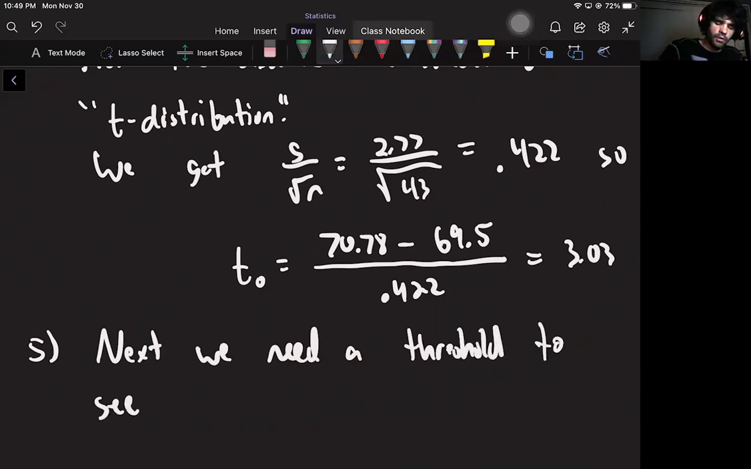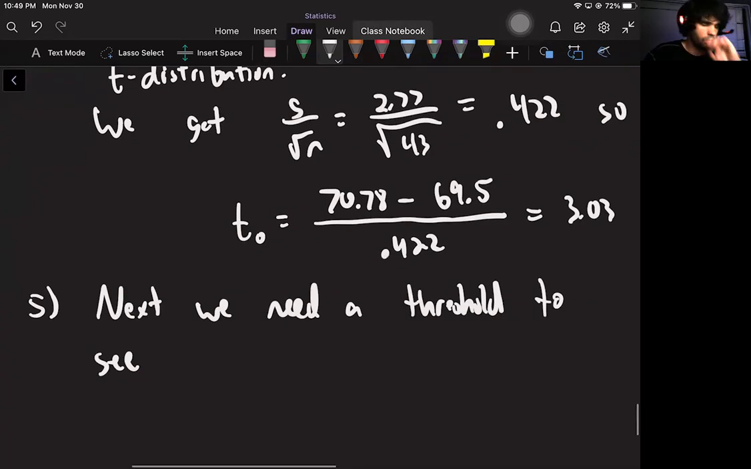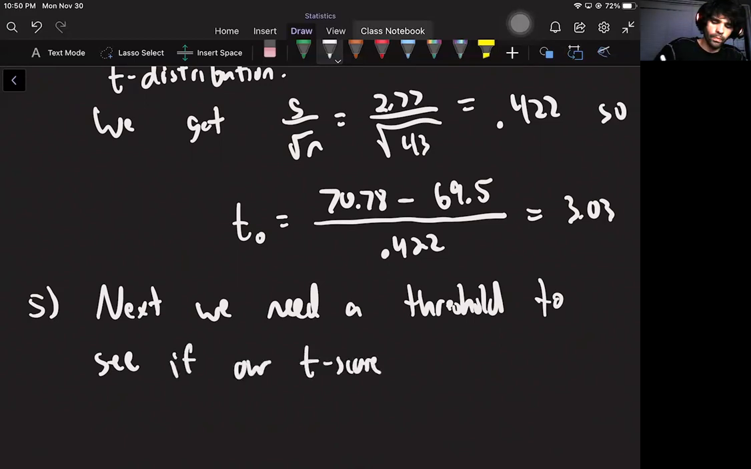So that was our critical values last time. I think that's what I named it, but it was just a z-score corresponding to the alpha. But now we need a t-score. So we need a threshold to see if our t-score is too strange.